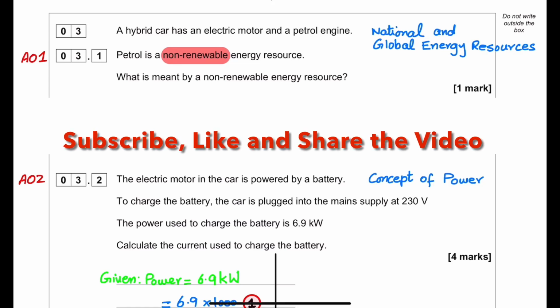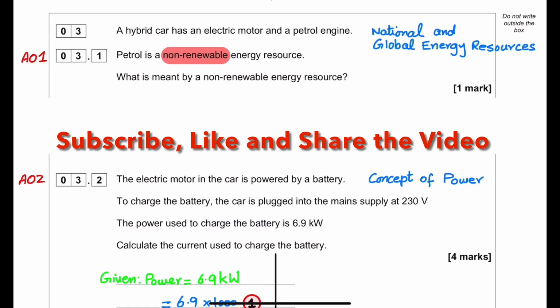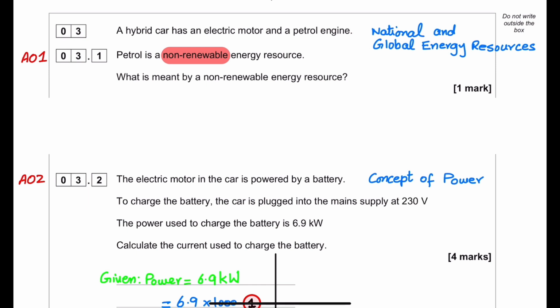Question number 3. A hybrid car has an electric motor and a petrol engine. 3.1 is an AO1 question, and this question is from the topic of national and global energy resources. 3.1: petrol is a non-renewable energy resource.